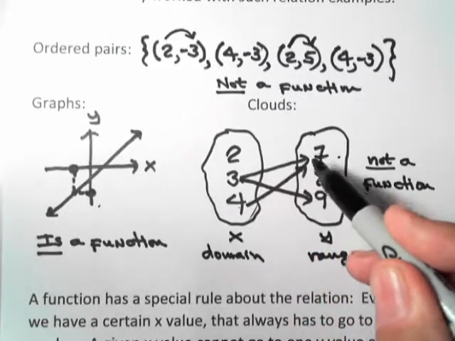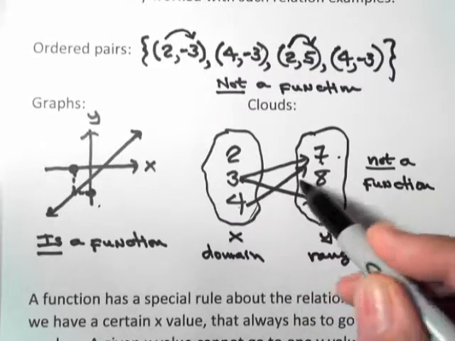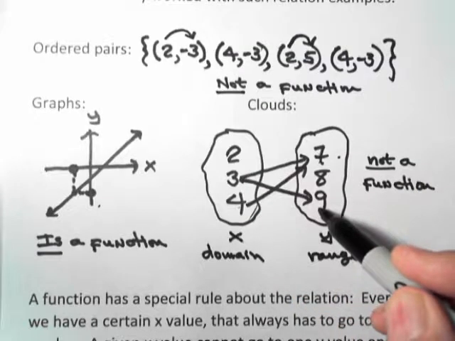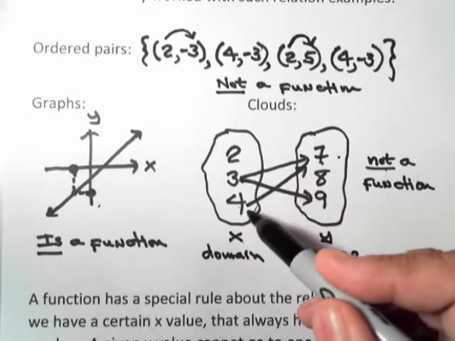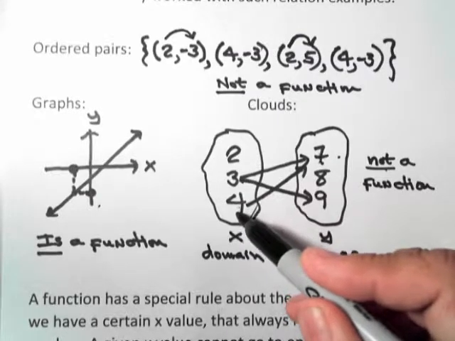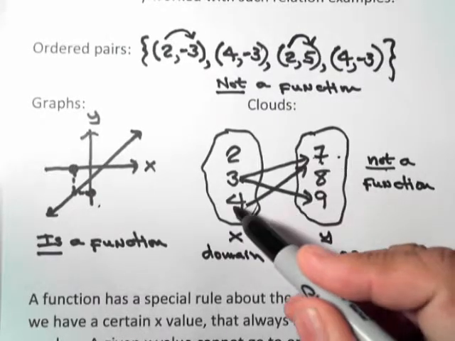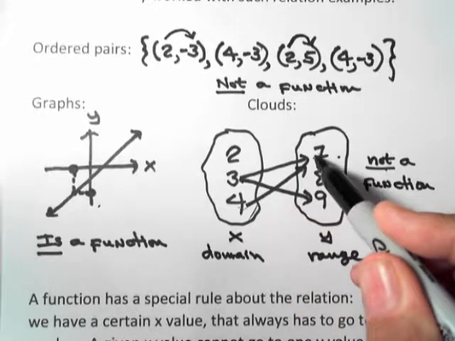Well, since this 3 goes to 2 different y values, and we don't know whether it's going to go to 7 or 9, then this is not a function. It is okay if there are other x's that go to that same y, as long as every time 4 shows up it goes to 7.